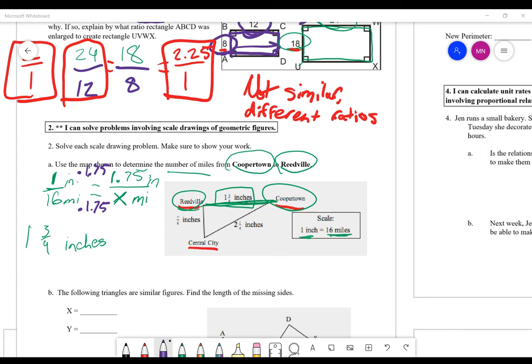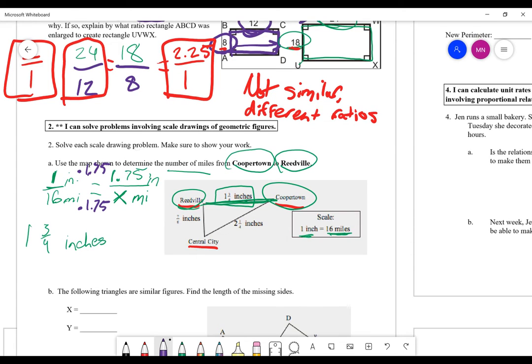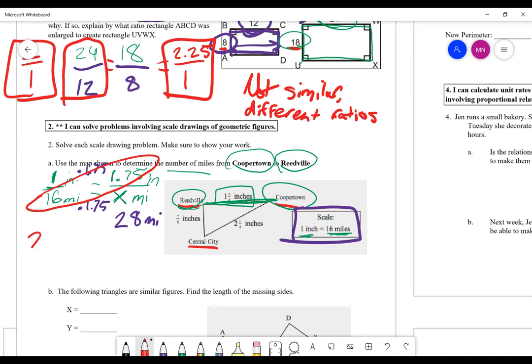So I do 1.75 multiplied by 16. Right, my inches multiplied by how many miles 1 inch represents, and that gives me 28. So 28 would be the number of miles from Reedville to Coopertown based off of this scale here. And you could have solved it a different way. If you wanted, you could do something called cross multiplication, where you do 16 times 1.75 to get 28, and then you could do 1 times x to get x, or 1x. And then it says that 28 equals x, which is our missing miles. That's a little bit of algebra there, but either way, you're going to get 28 miles, and you can show it using those two methods above.